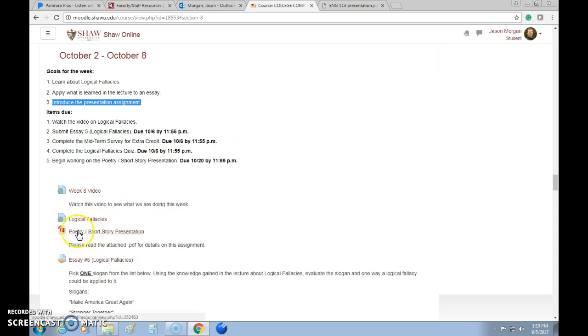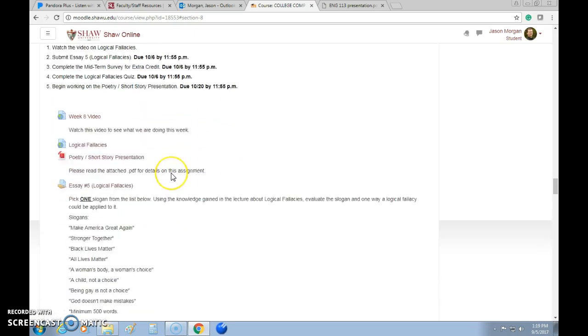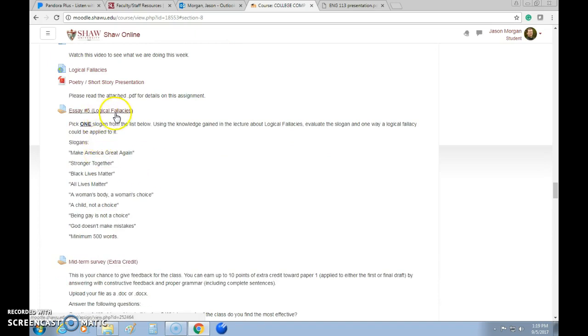Now, how does that apply? We're going to get to the poetry short story presentation in a second. So, often logical fallacies fall under slogans, where they're trying to represent something that represents a greater cause, but in doing so, they don't really represent what they're claiming to represent. Please note, I am not saying personally that any of these are wrong. I'm giving you several different slogans, as it were, for common things in the world.